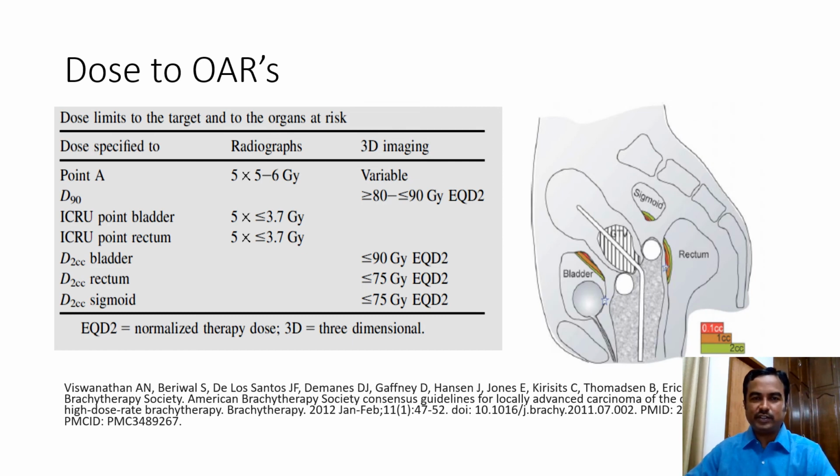So this slide shows the American Brachytherapy Society recommended as well as the ICRU 89 recommended dose limits for the OARs as well as the point A. The D2cc bladder should receive less than 90 gray, and it is in EQD2. Later, I will tell how the EQD2 can be calculated using external beam as well as brachytherapy doses. And the rectum dose should be less than or equal to 75 gray of EQD2.